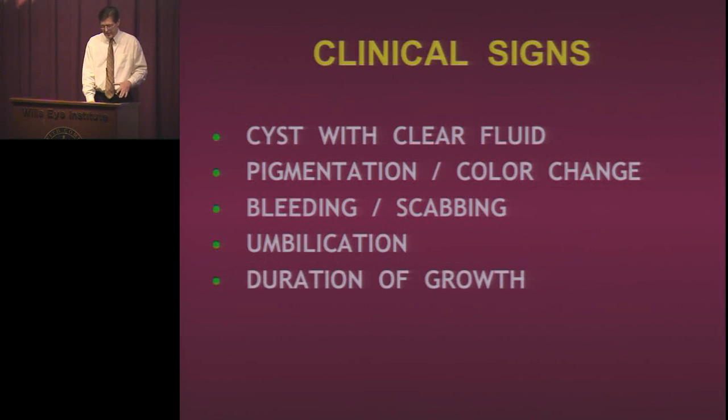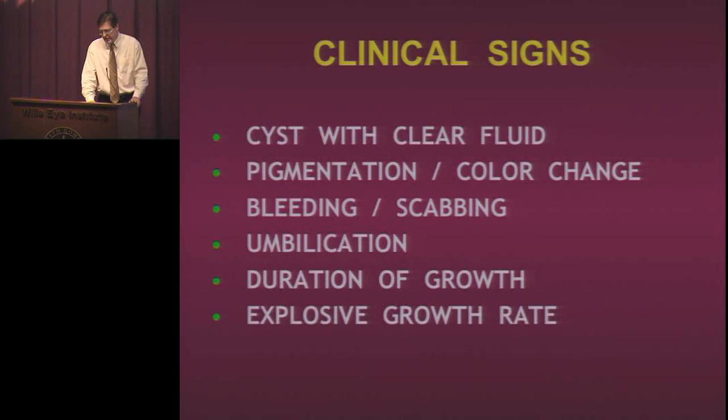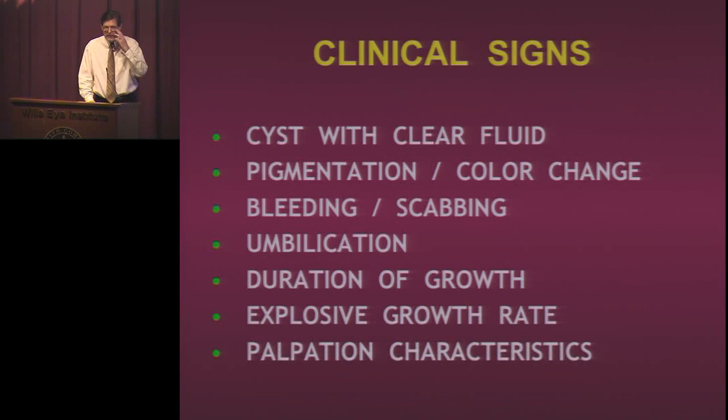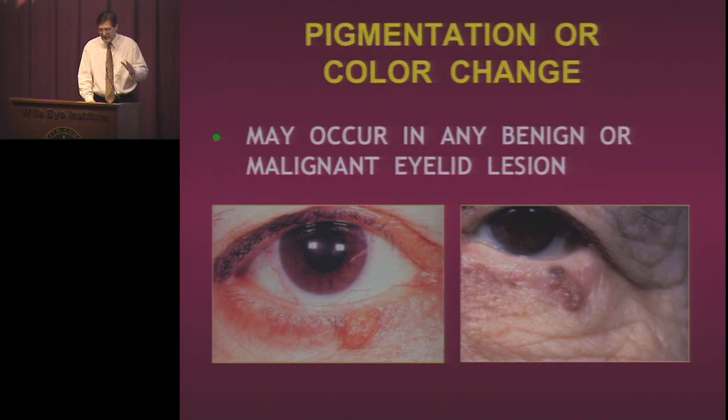I showed some examples already. If it's duration of growth, it may be something. If it's fast or slow. If it's explosive, it may be something different than if it's slow. And if it palpates differently, you have to be worried about it. So let's just show a few examples that break the rules. Pigment change we talked about. Most things that are pigmented are actually benign. Benign seborrheic keratosis.